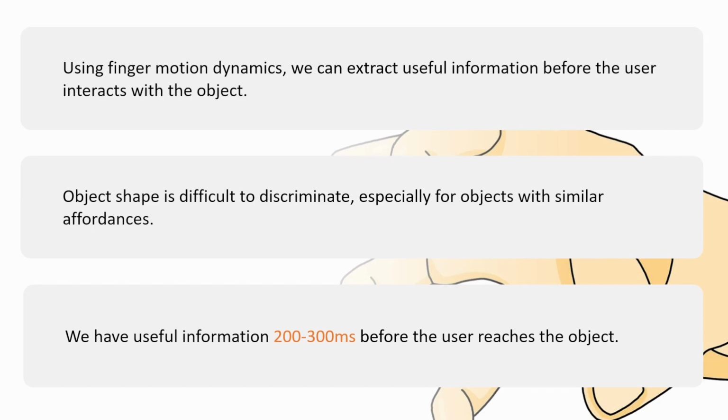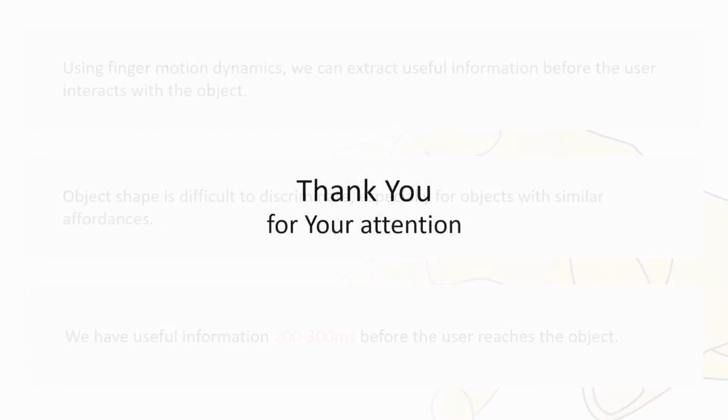In the future, we want to extend the dataset to cover all common grasp types and to further look into what makes object types so difficult to discriminate. Until then.